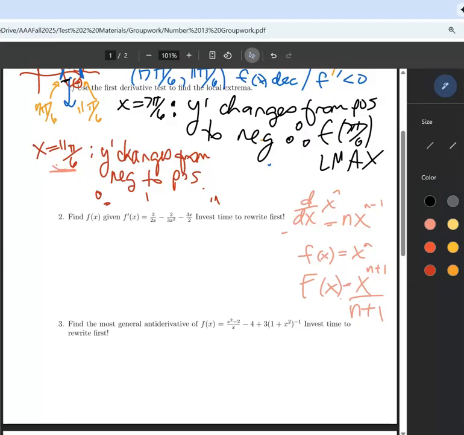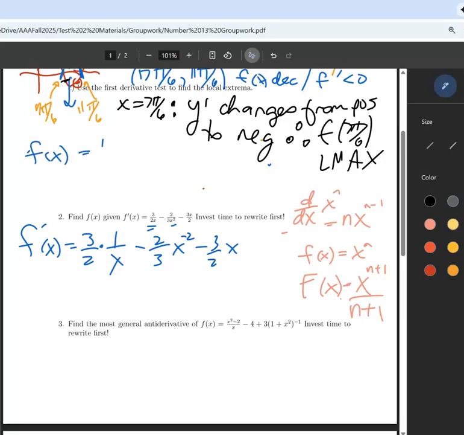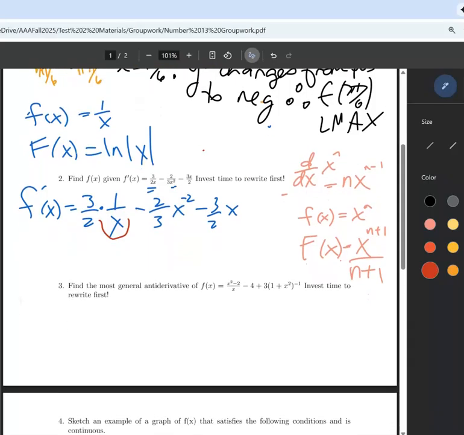So let's take the time to rewrite this. F prime is like the number 3/2 times 1 over x, this is like the number 2/3, and I'm going to rewrite this as x to the negative 2, and then minus 3/2 x. It's an easy thing to do, but it's a hard thing to remember that if f of x is 1 over x, then the antiderivative is ln of the absolute value of x. So that's this one.